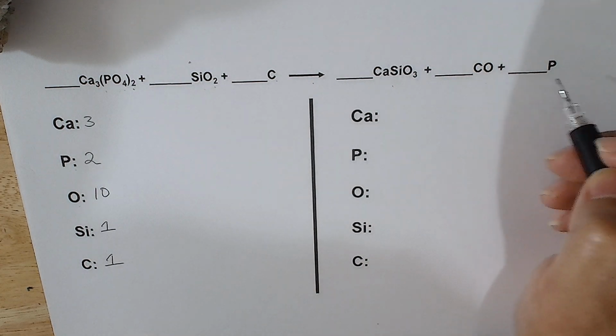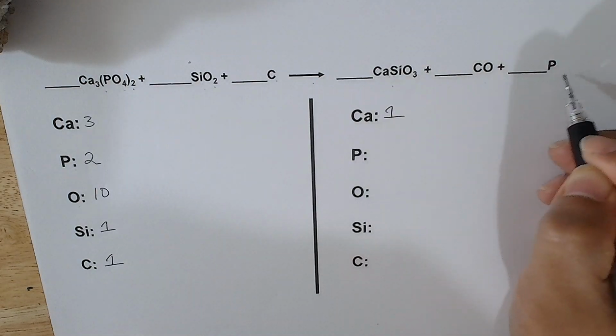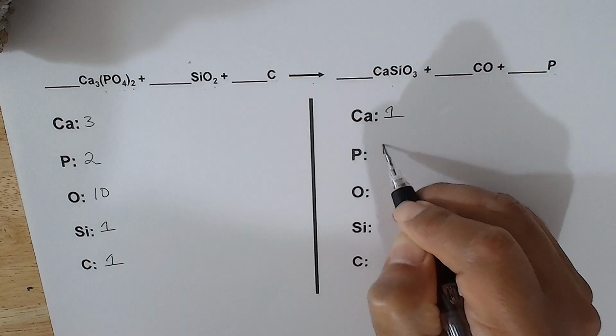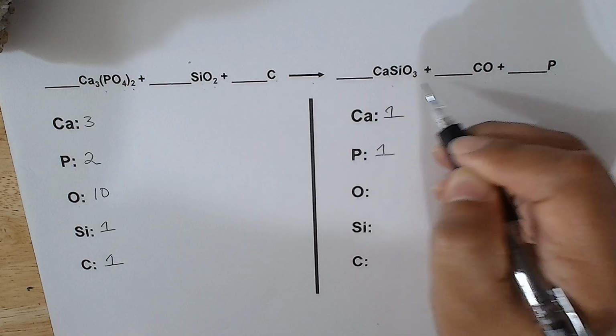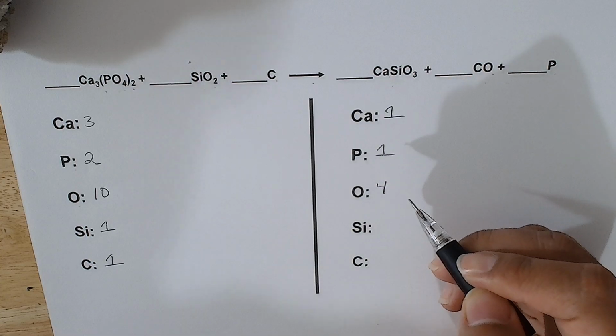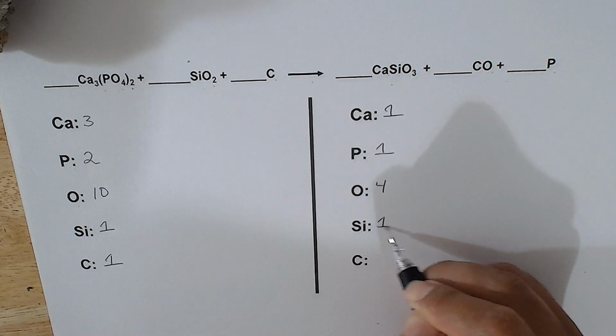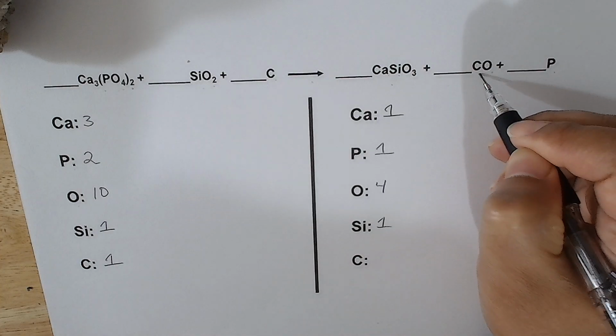On the product side, we have 1 atom of calcium, 1 for phosphorus. For oxygen, we have 3 plus 1 gives us 4. For silicon, we have 1. For carbon, we have 1.